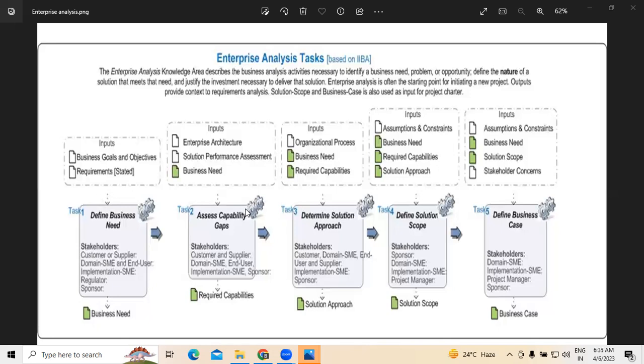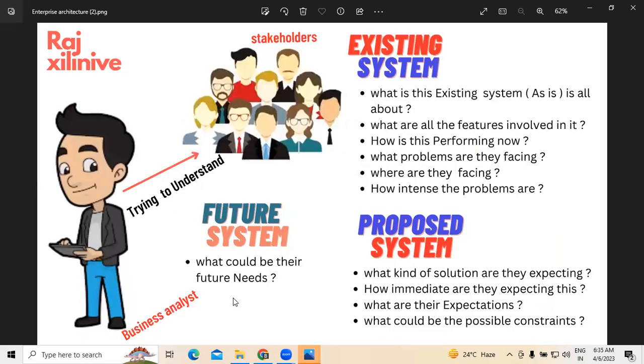To assess the capability gap, the first thing that we have to do is to understand the existing system. That's what we have discussed. In this existing system, we need to understand the existing process and the kind of features involved in it. At the same time, how this system is performing, what kind of problems they are facing, followed by the intensity of the problem, all these.